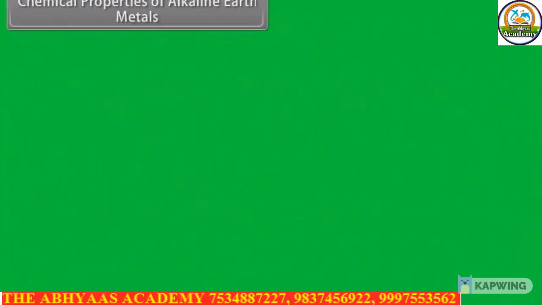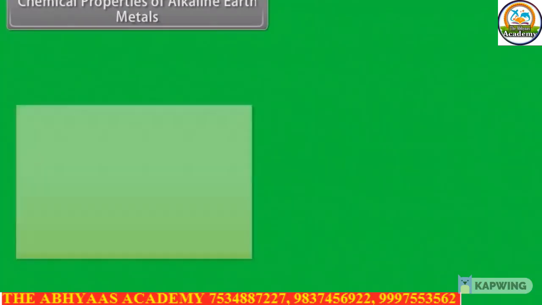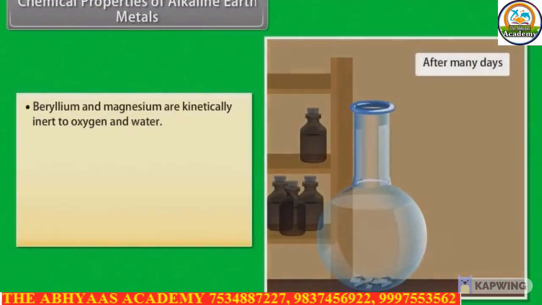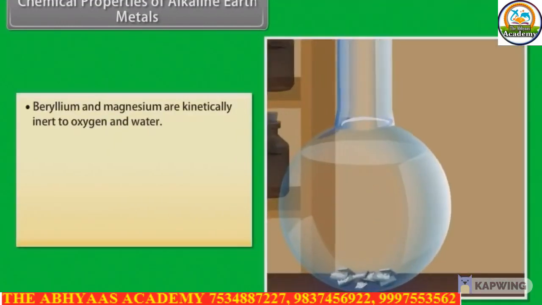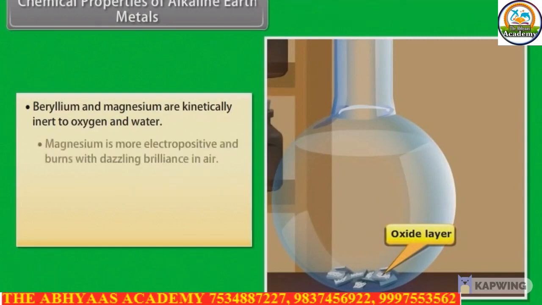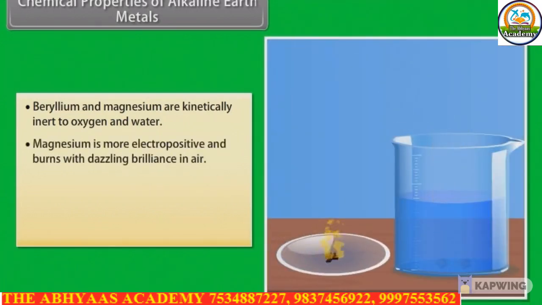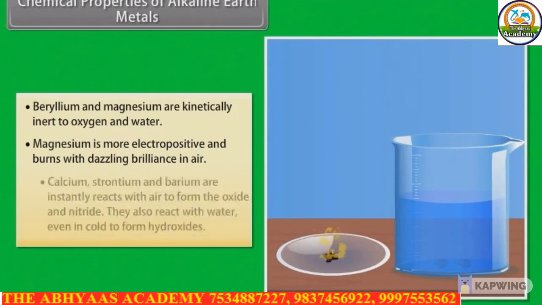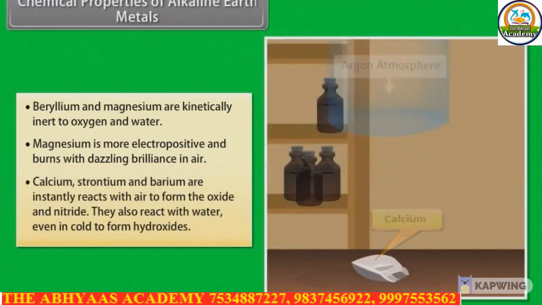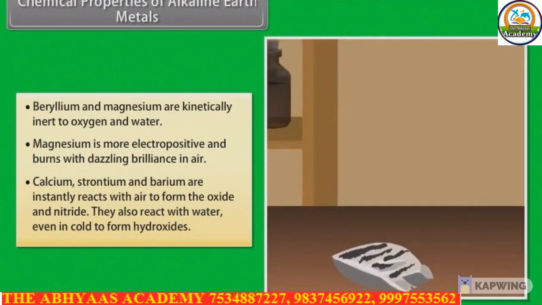Chemical properties of alkaline earth metals. Beryllium and magnesium are kinetically inert to oxygen and water. Magnesium is more electropositive and burns with dazzling brilliance in air. Calcium, strontium and barium readily react with air to form the oxide and nitride. They also react with water, even in cold, to form hydroxides.